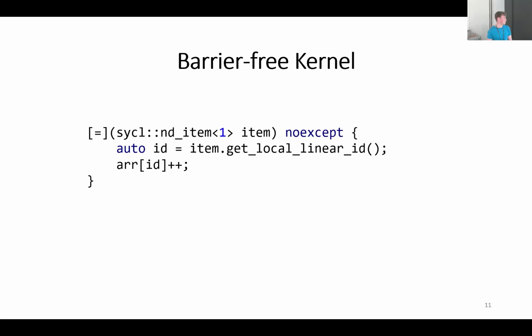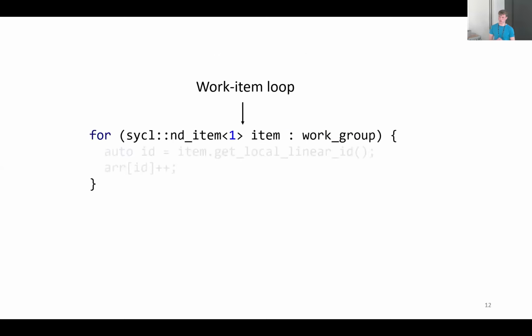So here we have a simple kernel without any barriers. The basic idea to map such a kernel onto a CPU is just to put a loop around it. The whole region is barrier-free, so we can just put a loop around it. This loop then iterates over all the work items inside the workgroup. We call such a loop a work item loop, and I will call it that from now on.